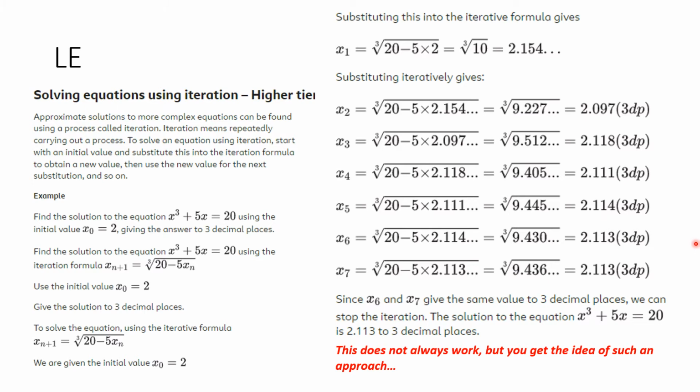Now I keep working, but if I wanted to only have 3 decimal place accuracy, you see that I've reached 3 decimal place accuracy here. Since x6 and x7 give the same value to 3 decimal places, we can stop the iteration. The solution to the equation is that, to 3 decimal places. Now, I should tell you that this doesn't always work, but you get an idea of such an approach. And in fact, this is used in the proof of Picard's theorem.